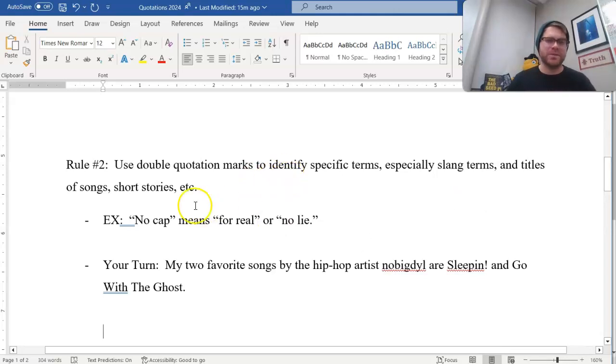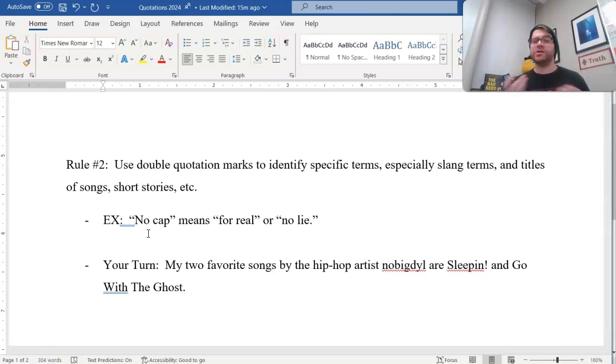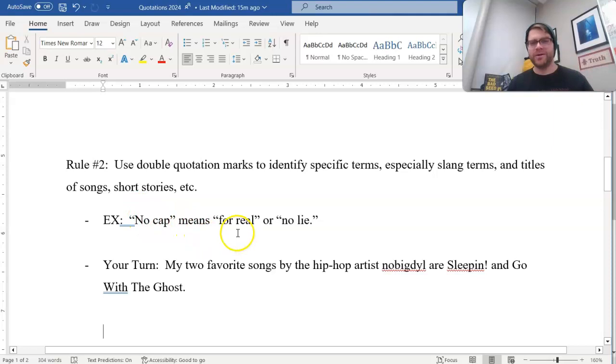So for example, dealing with slang, let's say I'm writing an essay and I have to explain what "no cap" means, right? I know that's a slang term. I'm placing it in quotation marks to show my readers that I know it's a slang term. But notice here, I've got "no cap" means "for real" or "no lie." So notice that the quotation marks go around the slang term itself, that phrase, to explain what it means. But then I've also put quotation marks around those definitions I'm giving it as well.